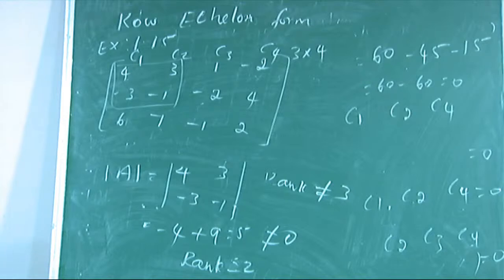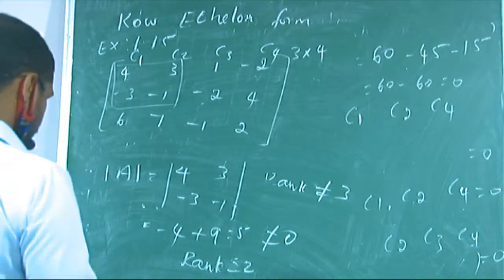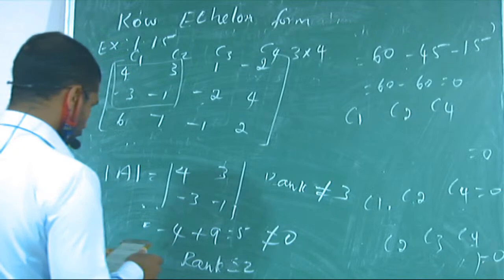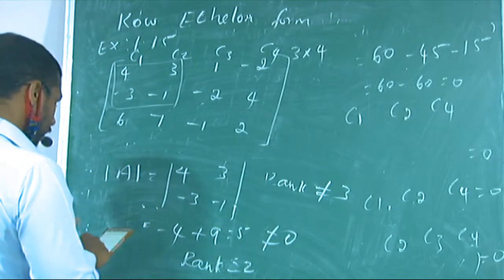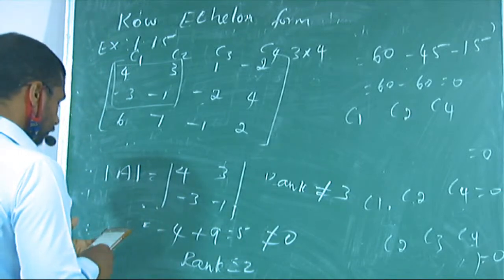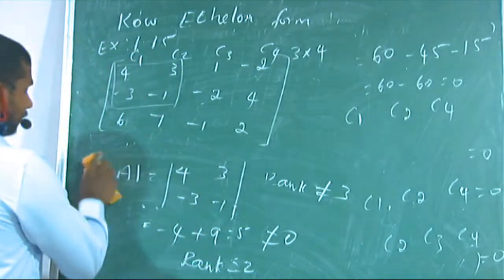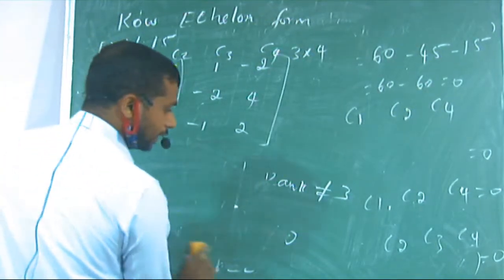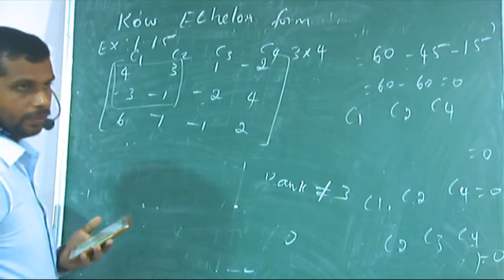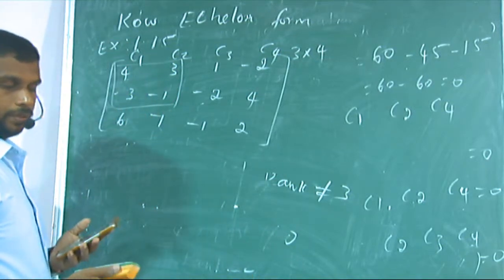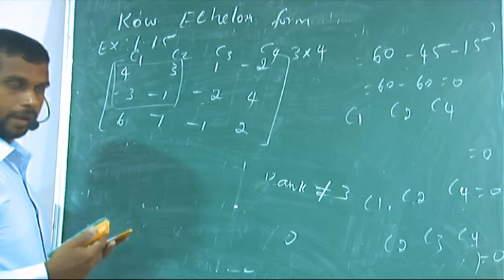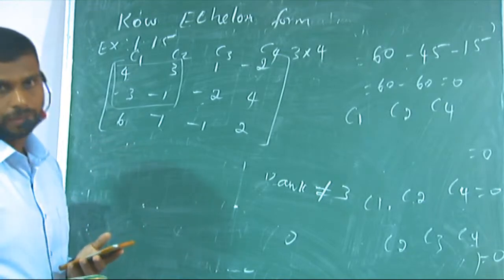Now I am moving to 1.16. The question is: find the rank of the following matrices which are in row echelon form. Very simple. If you know the concept of row echelon form and the rank of a matrix, you will be ready to attempt this type of difficult question.